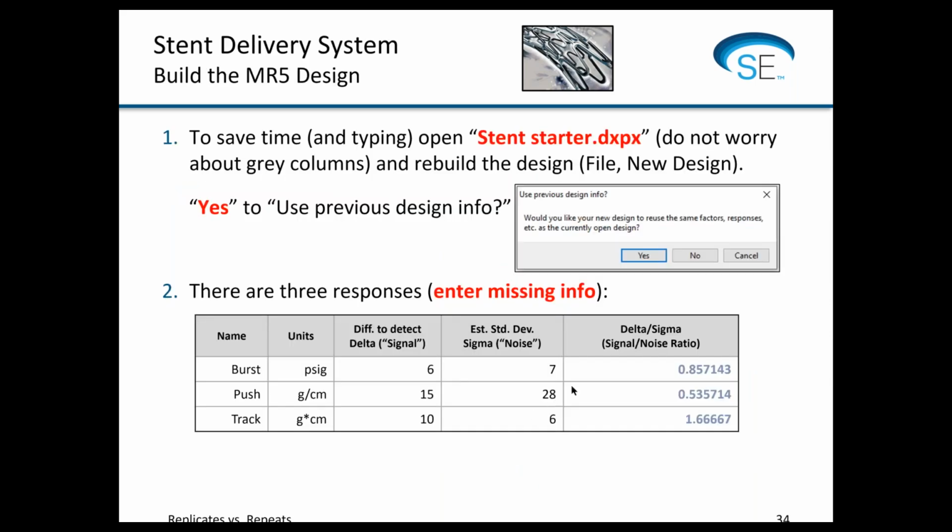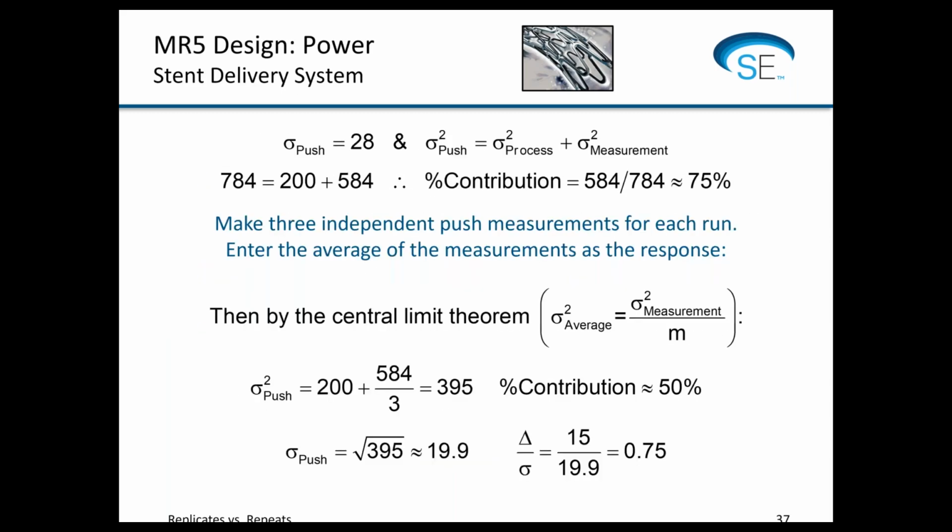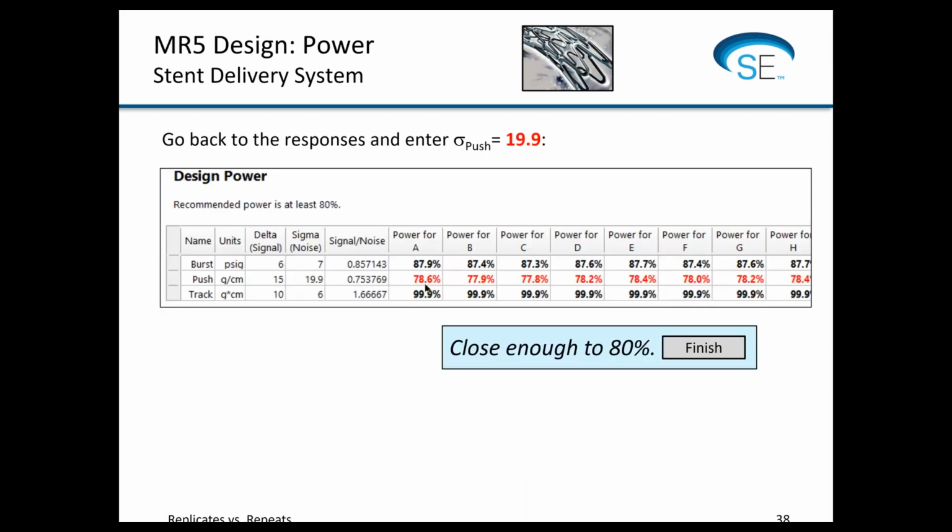And I changed this from 28 to 19.9. Okay, so now I'm going to put in the average of 3 measurements. Now the standard deviation associated with that average is going to be 19.9. So I measure it 3 times and put in the average. Okay, that gets my power up to about where I want it.